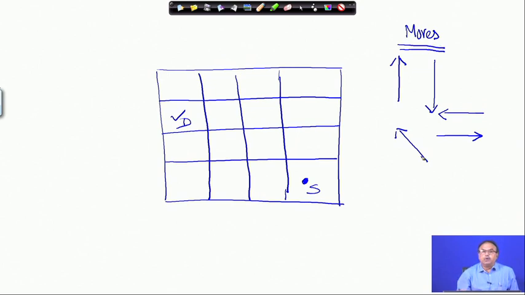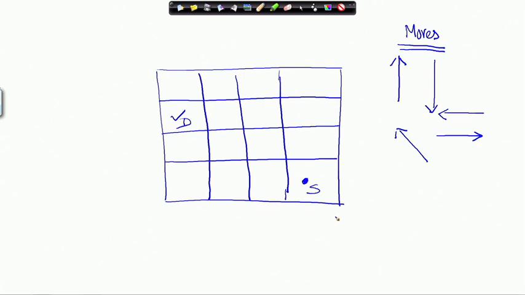And any of these moves can be applied only if the corresponding destination place is not barred, or if the destination place is free. For example, if this place is barred and say this place is barred, then from this point source I cannot apply the diagonal move. Why? Because this place is not free. Suppose I apply the up move. So, I will go from here to here.